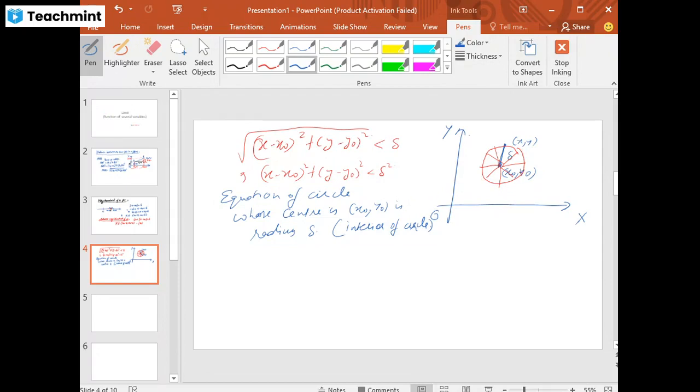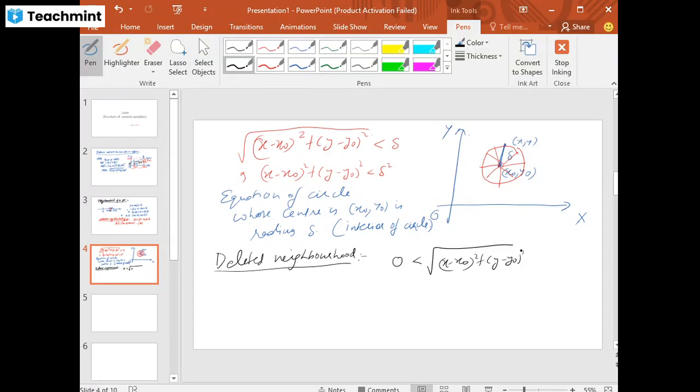So in a plane, when we talk about the neighborhood of a point, we say that the neighborhood of a point is a circle whose center is the point x naught, y naught and radius is delta. Okay, and if we talk about the deleted neighborhood, it means we are going to consider all those points which lie within the neighborhood of this point except the point x naught, y naught. So it means that 0 is less than the square root of (x minus x naught) square plus (y minus y naught) square is less than delta.